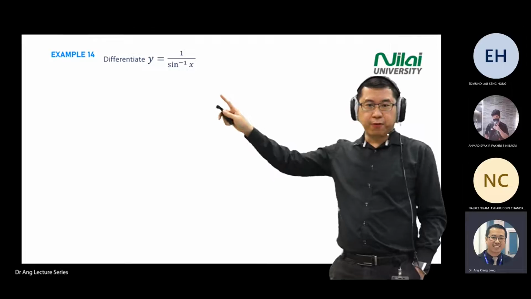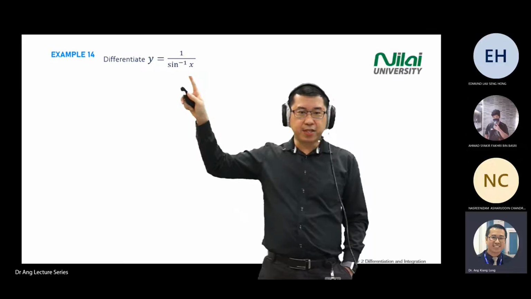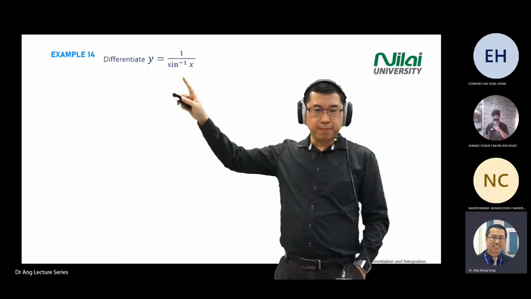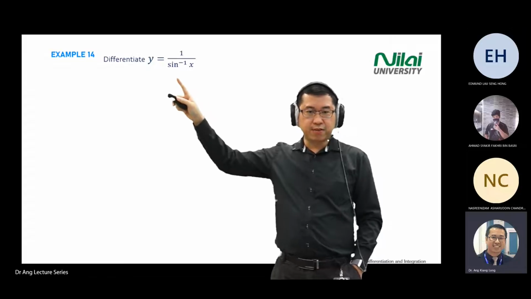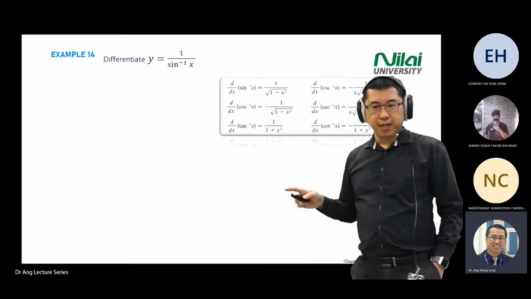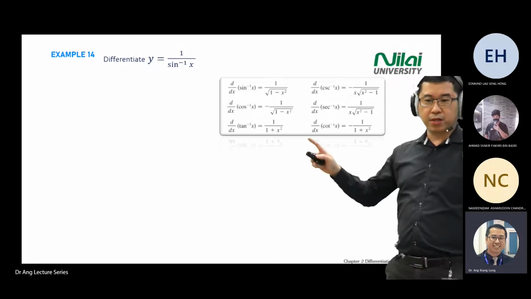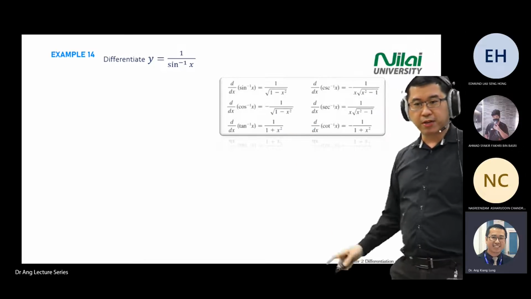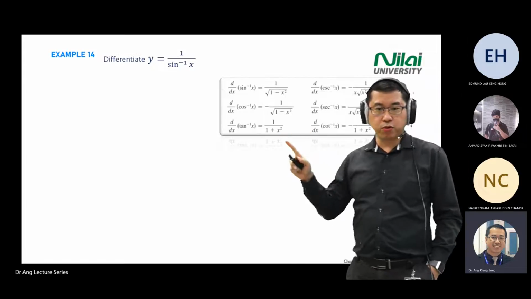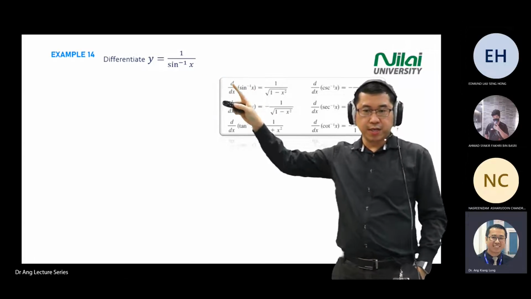Now, example 14 asks you to differentiate y equals sine minus 1 x. So sine minus 1 x is the inverse sine relationship. Just for your convenience, I'll keep showing this table. However, in test or final exam, we won't provide this one. You have to keep this somewhere in your notes, and during test or exam, you should know where to pull it out. So if you look at the question, and look at the table.